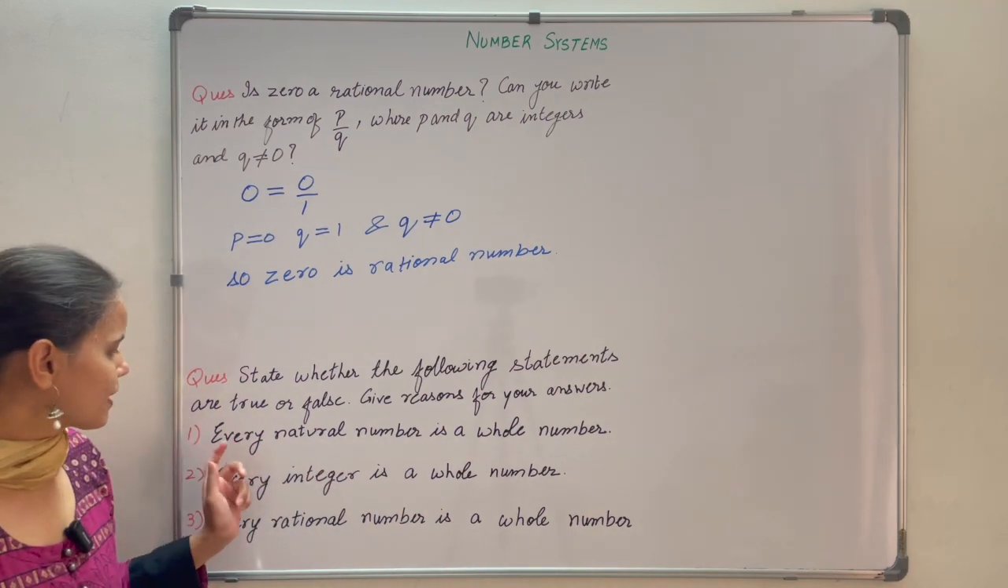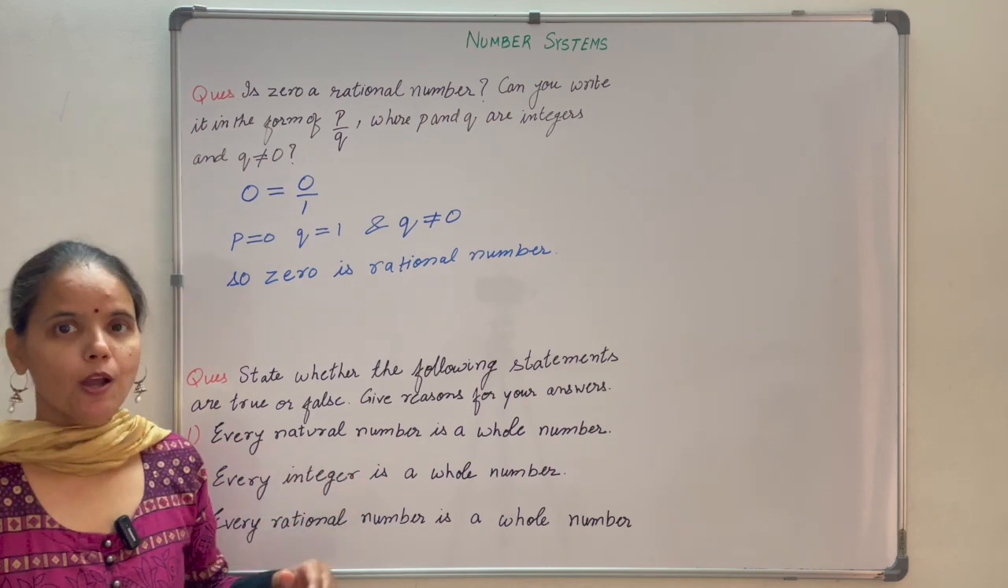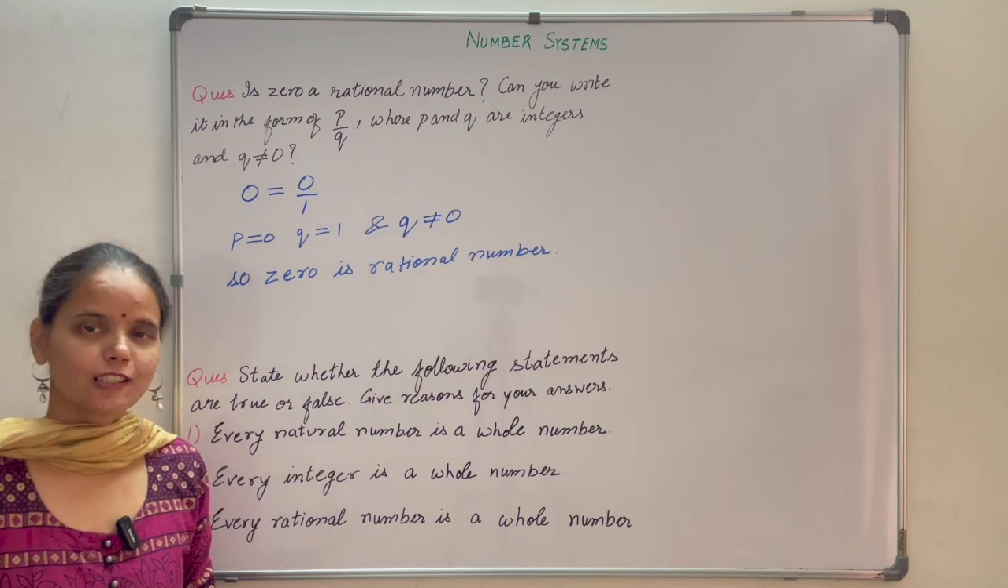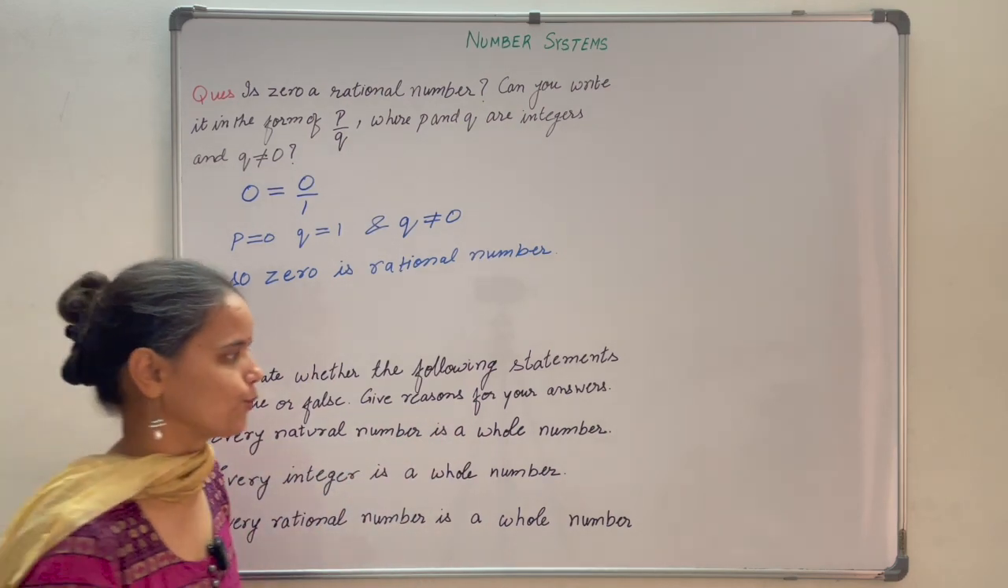So here the first part is: every natural number is a whole number. The answer is true because whole numbers are a collection of all natural numbers and 0. So every natural number is a whole number. Answer is true.